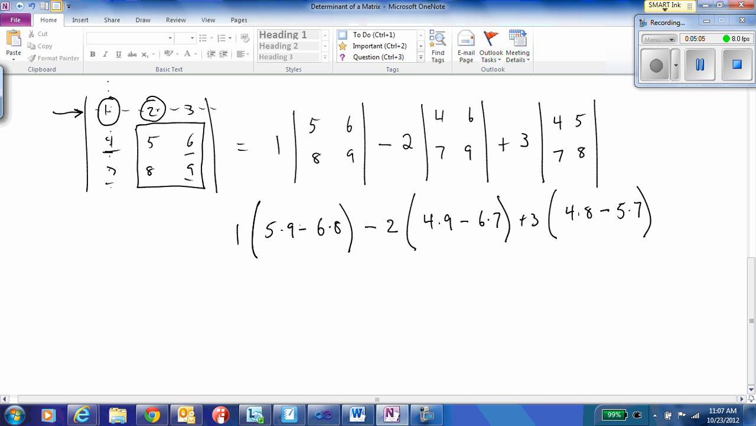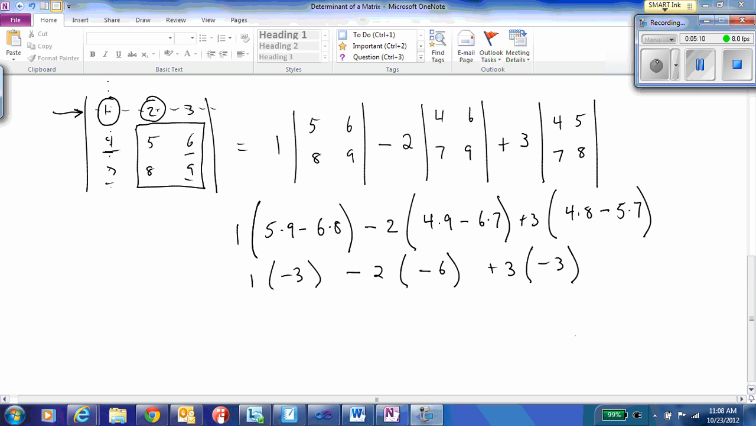So now I can do the arithmetic here and calculate these individual values. So I'm going to do that. So there's our arithmetic done. So I would get minus 3 plus 12 minus 9. So the determinant of that matrix is 0.